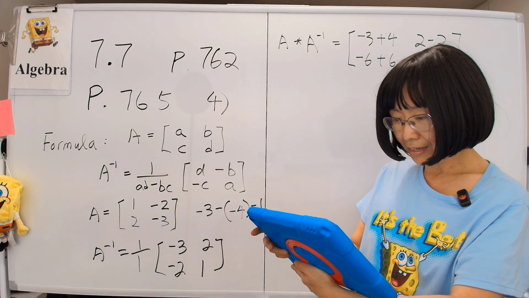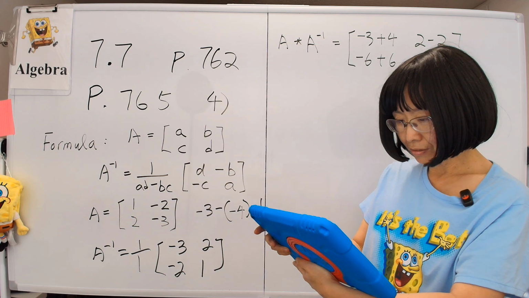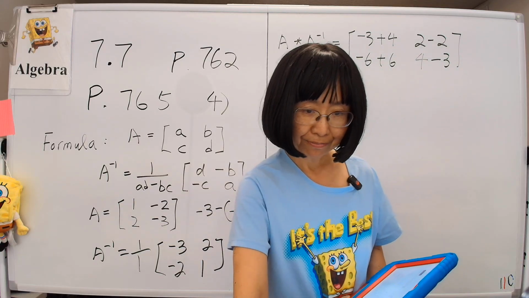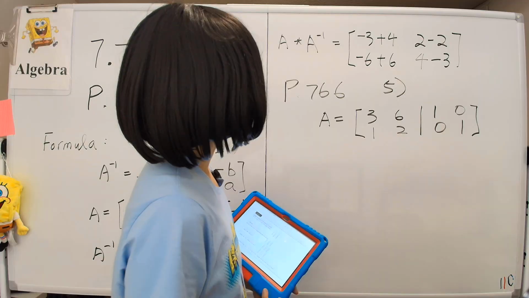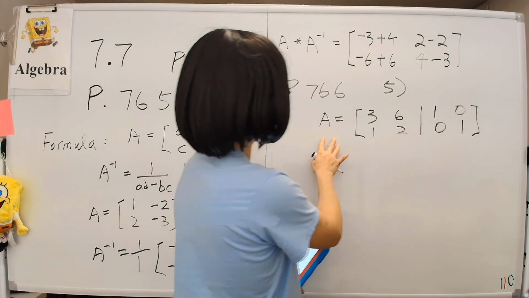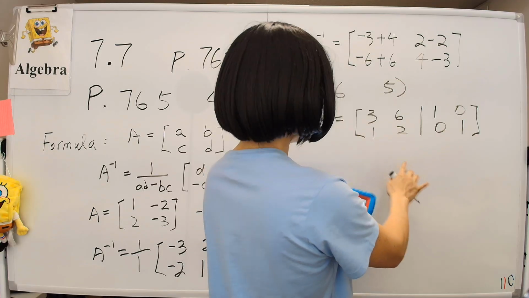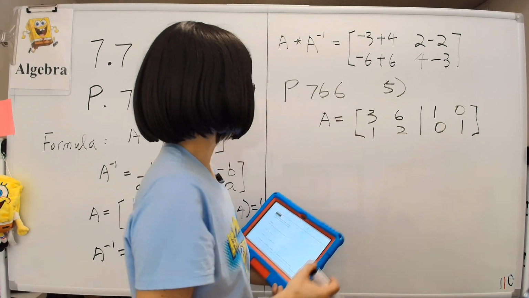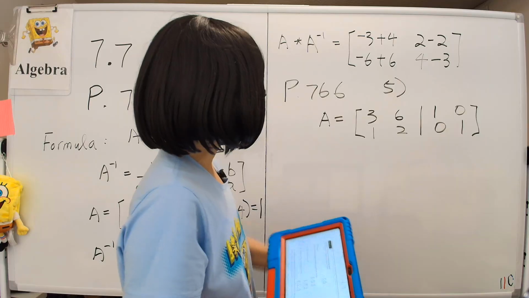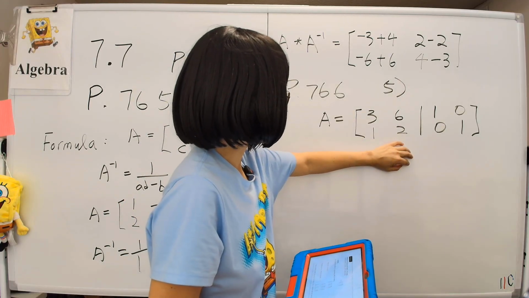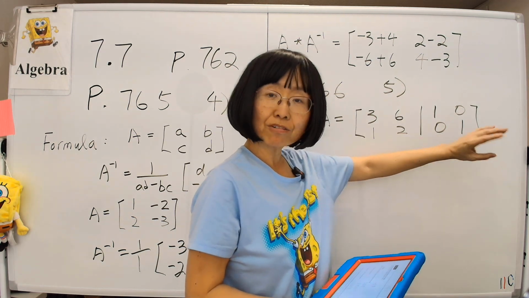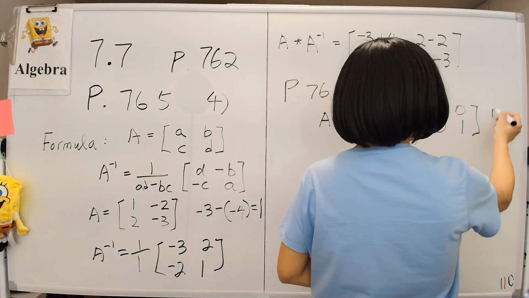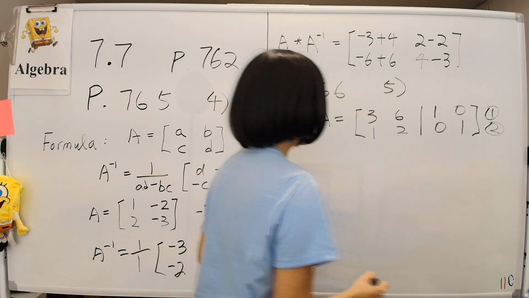So next, let's look at example 5. Example 5 has an unusual situation. Let me write it down. This is example 5 on page 766. The matrix A is 3, 6, 1, 2, but we're going to slap on the identity on the side and do that augmenting trick that we did a couple of examples before. That means we're going to turn this side into the identity matrix, and if we succeed, then whatever's on this side will automatically be the inverse. To do that, we'll call this row 1 and this row 2. So let's take row 1.